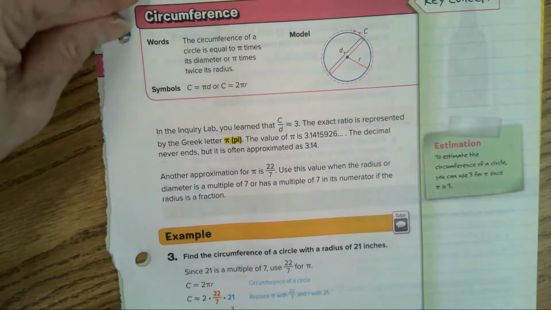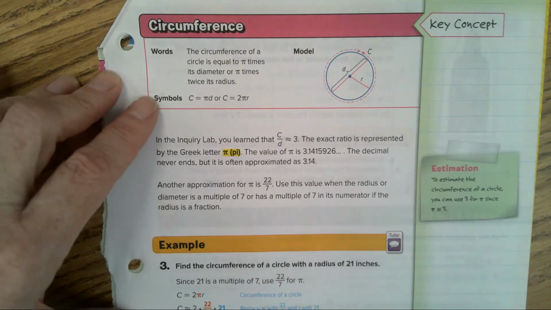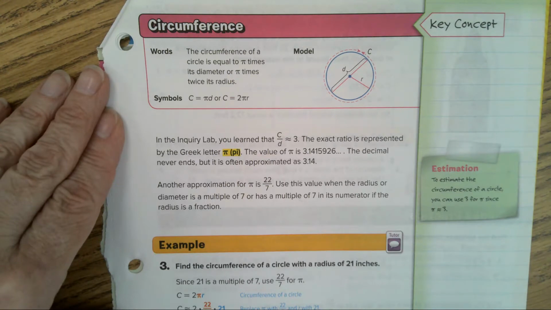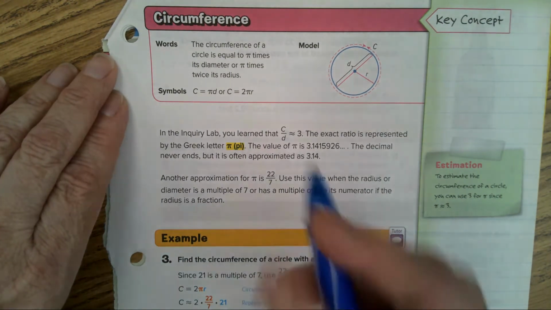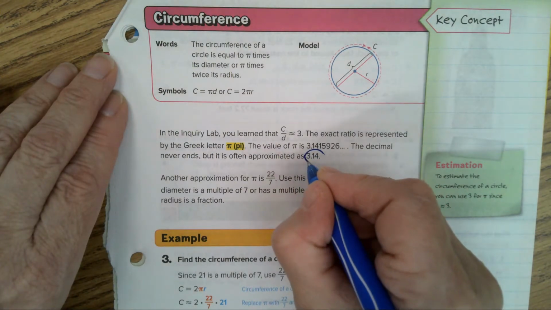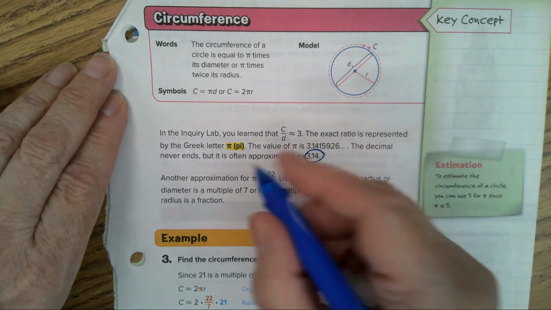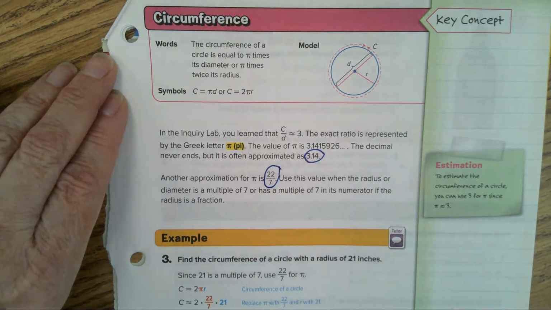Now, the circumference. The circumference of a circle is equal to pi times its diameter, or pi times twice its radius. All right, we are going to use pi as the value 3.14, okay? Now, sometimes it's easier or more friendly to use 22 over 7. If we are using fractions, it's easier to use 22 sevenths. Or if you're using the calculator, you're going to use 3.14.